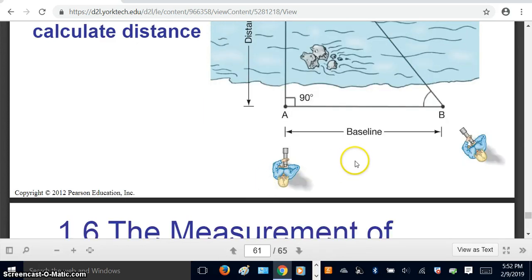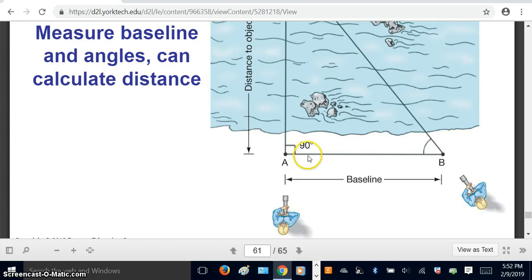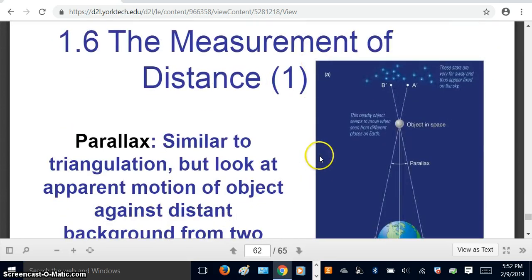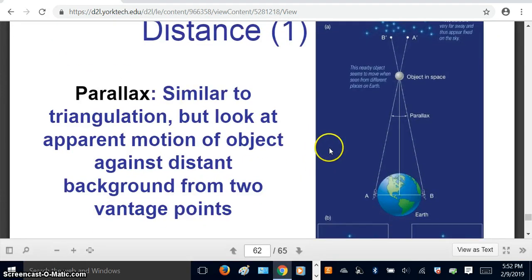This is still done today. If you ever look along the side of the road and you see surveyors with their little telescopes, that's exactly what they're doing, they're using triangulation. We actually use this in space. So as the Earth goes around the sun, we can actually see the stars. Well, we don't see it, let me say, not with the naked eye.